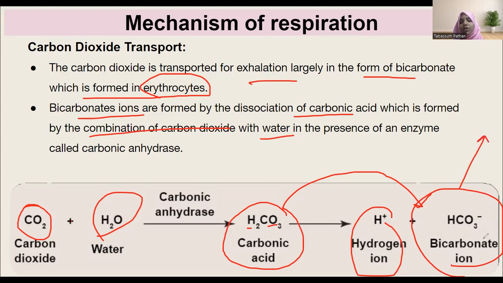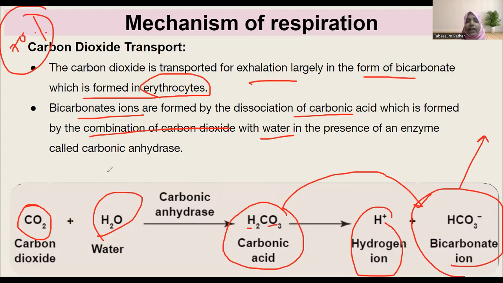The carbon dioxide will be released from this bicarbonate ion and then it will be in the form of carbon dioxide. It will be taken by the lungs, and then through exhalation, through expiration, the carbon dioxide will be given outside. So this is how carbon dioxide transport, which accounts for 70% of the transport of CO2, will take place in this manner.